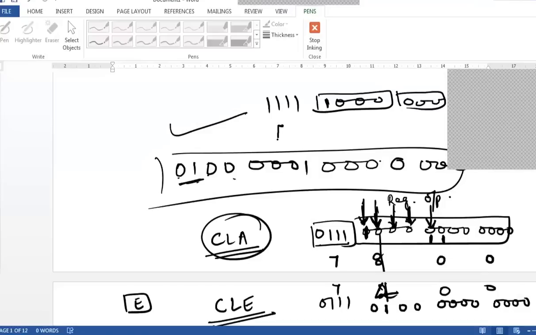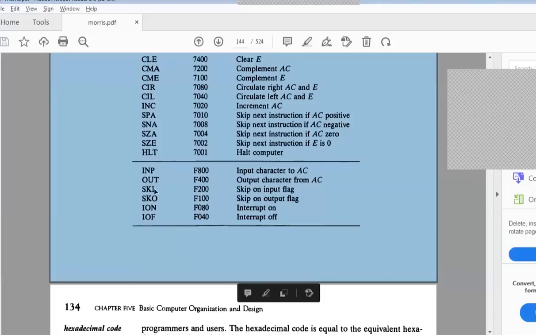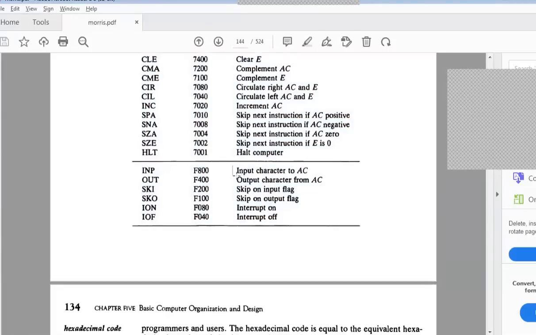So this is F800. F800 is the input instruction. That is, whatever input you have received, input that character to the accumulator. Then whatever value is stored in the accumulator, output that character to the output device. That is the out instruction.